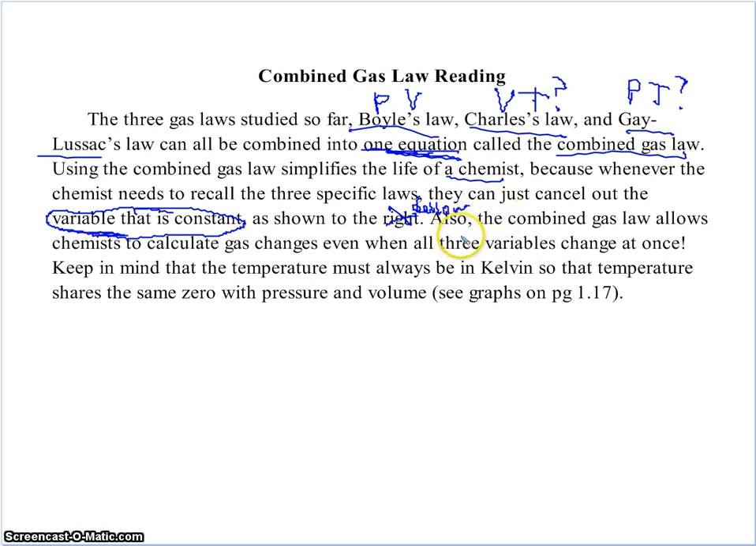Looks like it moved. Also, the combined gas law allows chemists to calculate gas changes even when all three variables change at once. That's new. Keep in mind the temperature must always be in Kelvin, so the temperature shares the same zero with pressure and volume. Remember, this is an absolute scale. Shares the same zero. Let's look at those graphs.